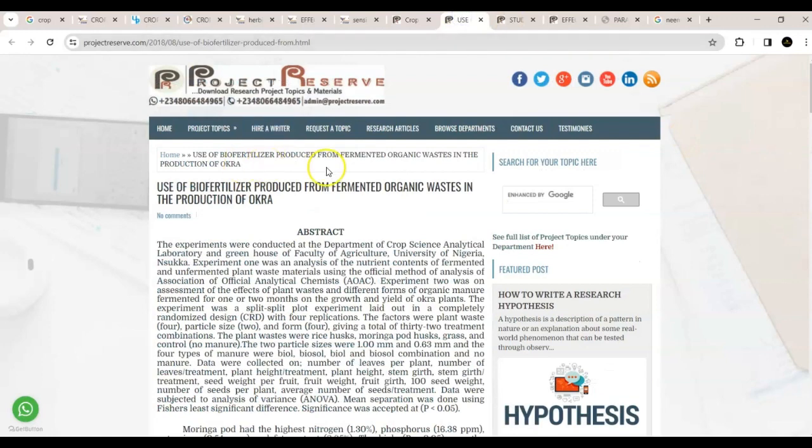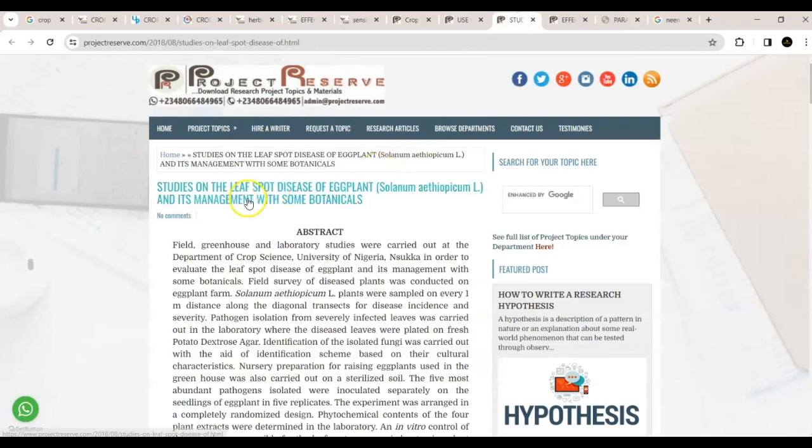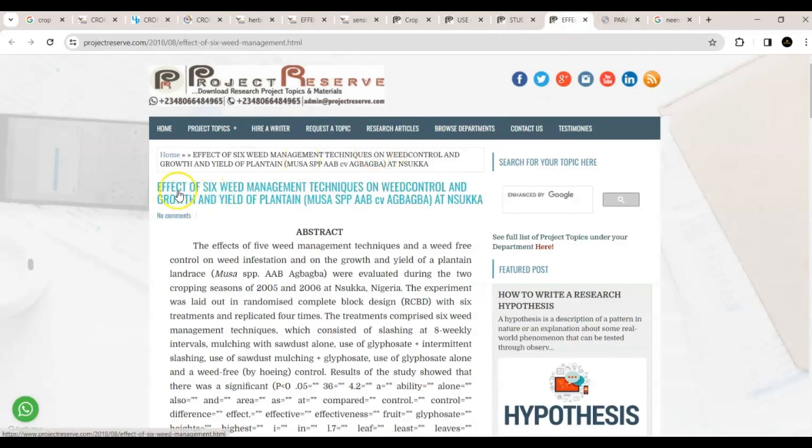Let's check use of biofertilizer from fermented organic waste. Okay, we've checked on okra, and the study of leaf spot disease. Okay, we've also talked about that. Okay, now the effect of weed management. If you are maybe a scientist dealing with weed control and growth on planting, you have to consider is there planting? Definitely, you cannot do this one. It's not for undergraduate. It's for postgraduate because you just have 3 months to carry out your project. So it would be very difficult.